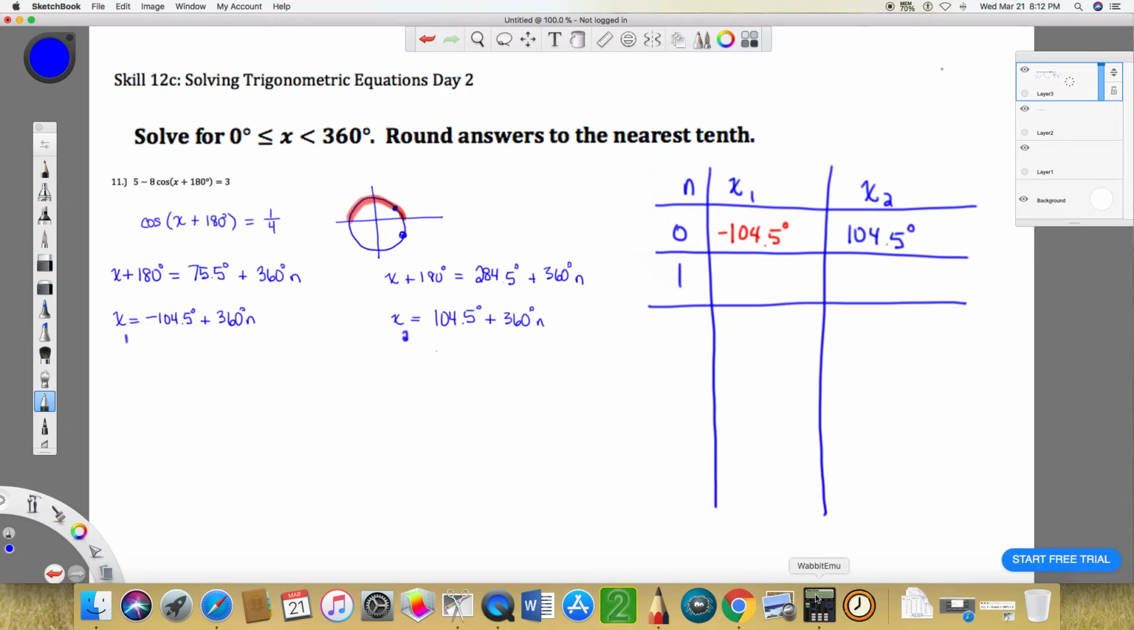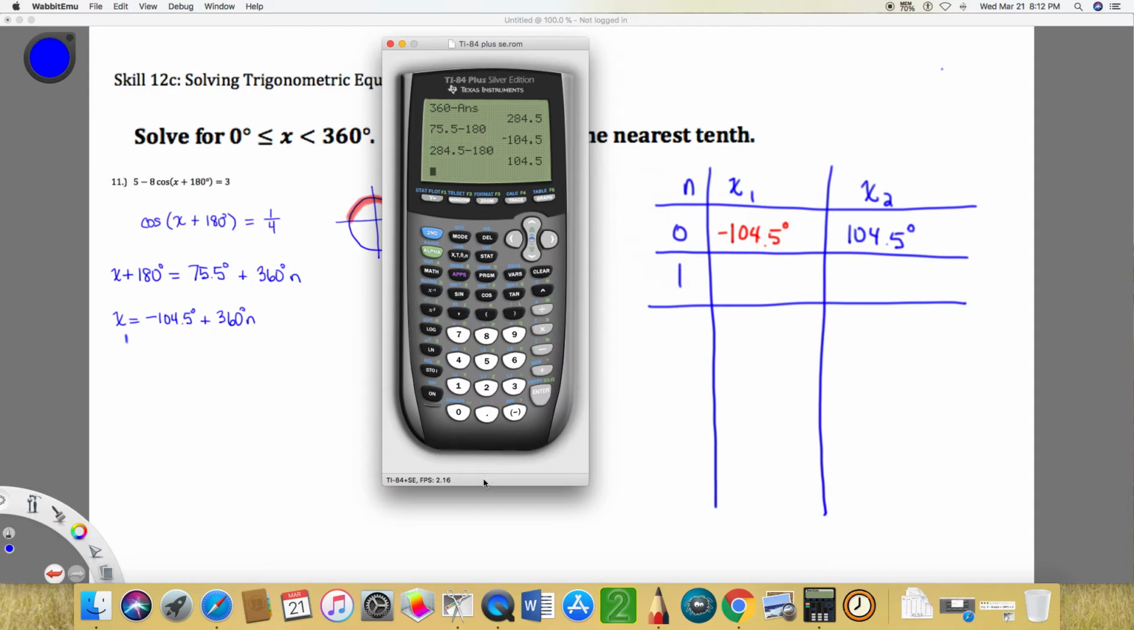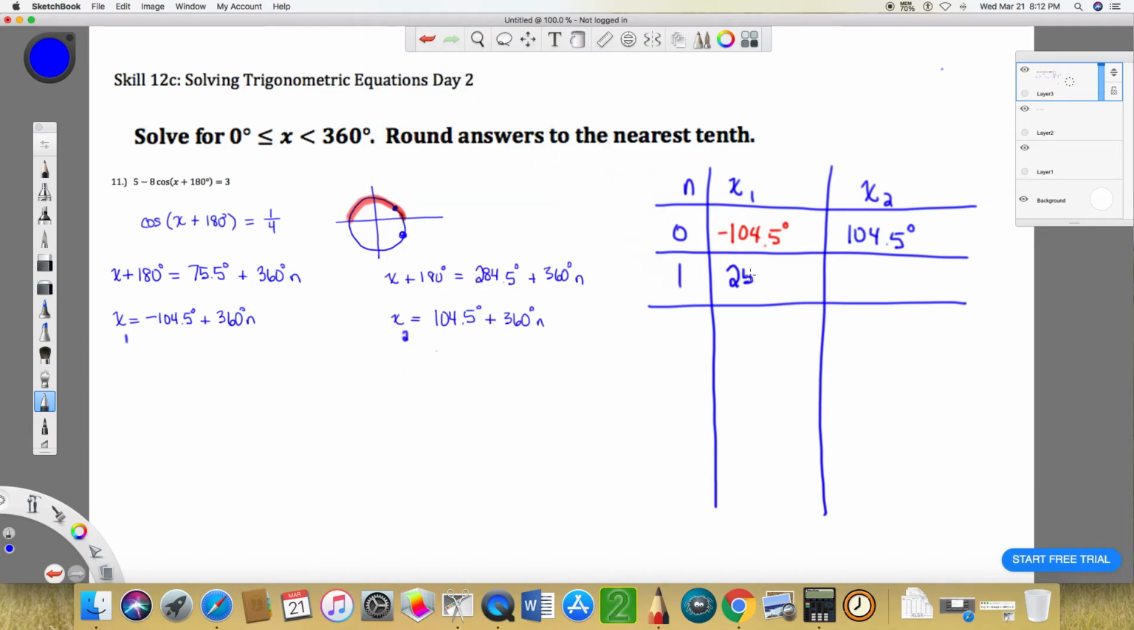If we let n be 1, let's see what we have here. We've got negative 104.5 plus 360, 255.5. And if we let n be 1 here, we're obviously bigger than 360, and we want to be under that. So this one is too big. So the two values that we have that are between 0 and 360 are the 104.5 and the 255.5.